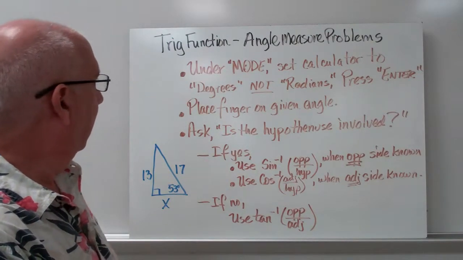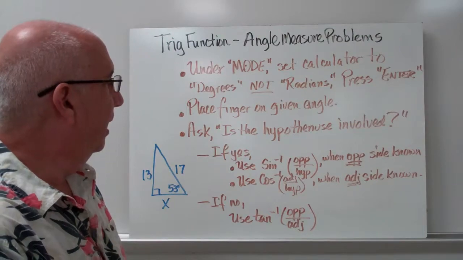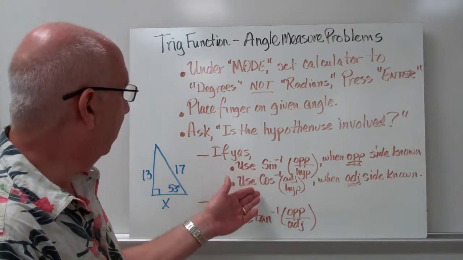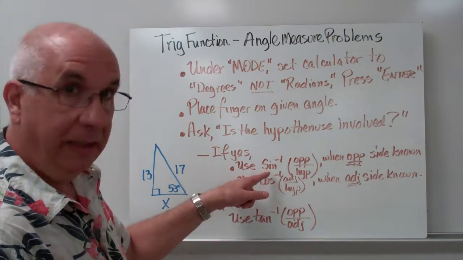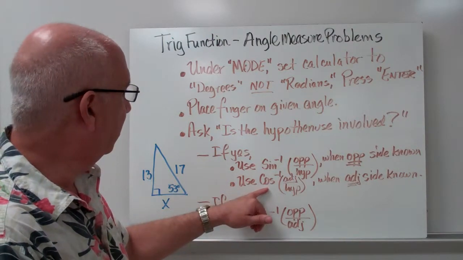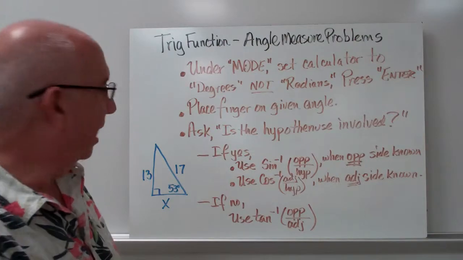Press enter. Then place your finger on the given angle and ask yourself the question, is the hypotenuse involved? If yes, then it's either going to be sine or cosine. It's going to be the inverse sine, which is still opposite over hypotenuse, or the cosine inverse, which is adjacent over hypotenuse if the adjacent side is known.